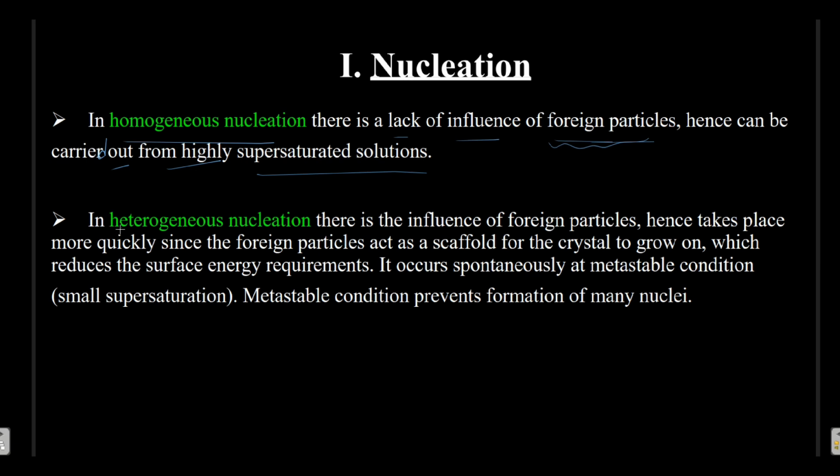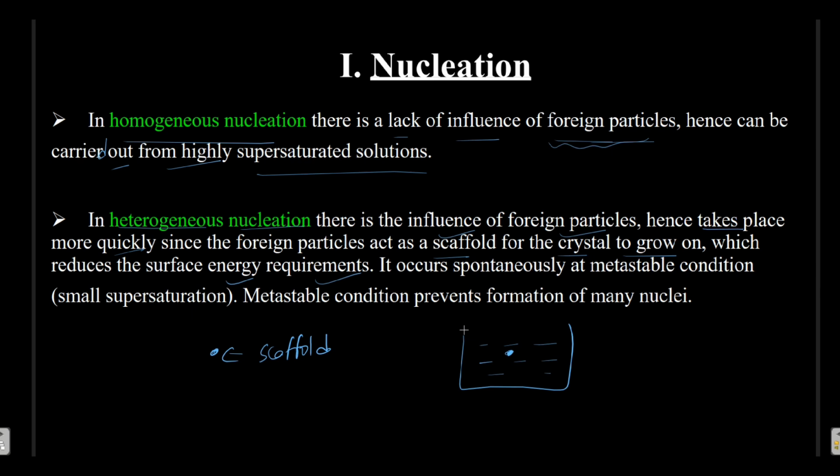Similarly, in heterogeneous nucleation, there is the influence of foreign particles. There will be some foreign particle as well, that is some extra particle or some impurity over there. Hence, it takes place more quickly, because that foreign particle will behave as a scaffold. Now since the foreign particles can act as a scaffold for the crystal to grow on, which reduces the surface energy requirement. Suppose there is water over here. Now there is sodium chloride put over there. Now if we put some impurity or foreign element, this will behave as a scaffold.